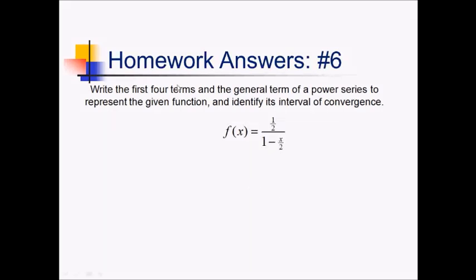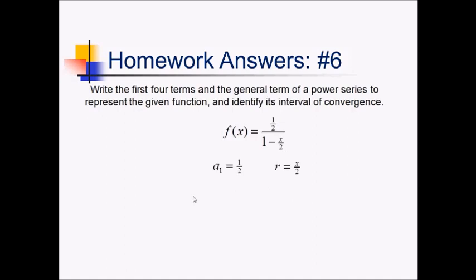For this problem, I want the first 4 terms and general term of a power series to represent this function, and then the interval of convergence. So I'm going to start with my a1 and my r values. a1 is whatever is in the numerator here, so 1/2. The r value is whatever is being subtracted from 1 in the denominator, so x minus 2 in this case.